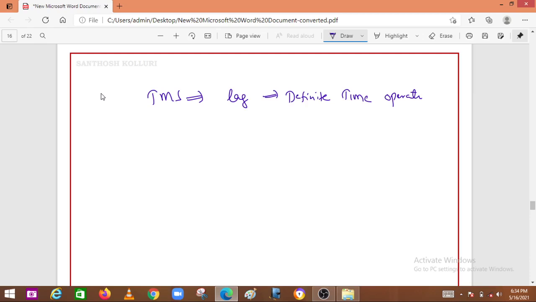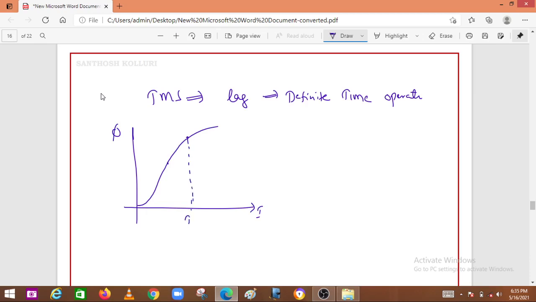So to get the definite operating time characteristics, a suitable current transformer is selected in which the saturation should occur just above the pickup value of the current. For example, this is the curve of CT core flux versus I. This is my pickup current.